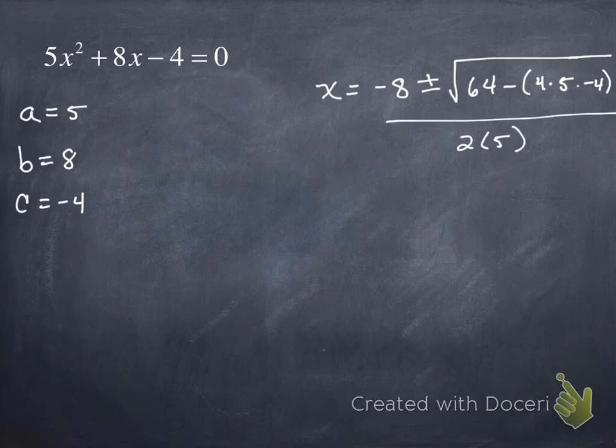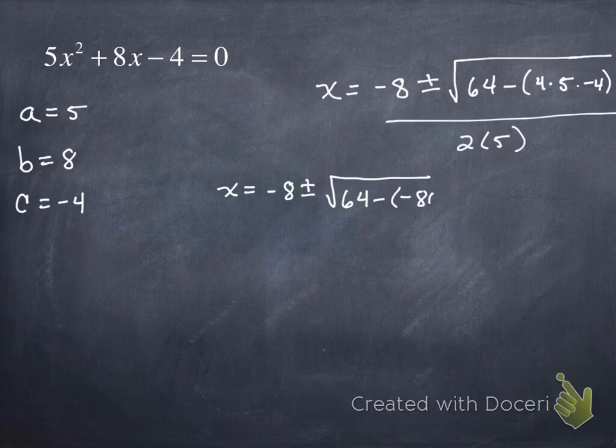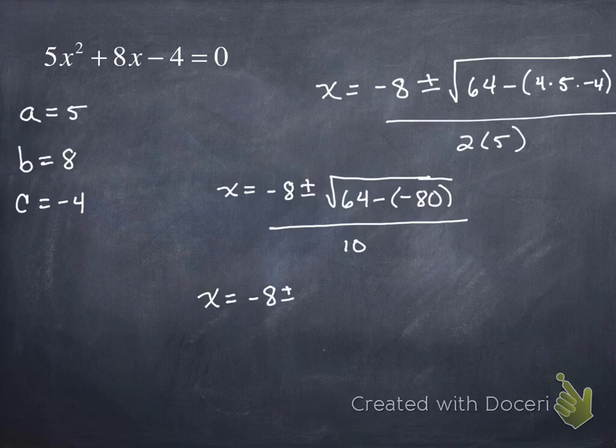I'm going to clean everything up. So I have x equals negative 8 plus or minus the square root of 64 minus 4 times 5 times negative 4 is negative 80, all over 10. 2 times 5 is 10. And clean that up a little bit more. X equals negative 8 plus or minus the square root of 64 minus a negative 80, which is a positive 144, all over 10. Well, this is exciting.